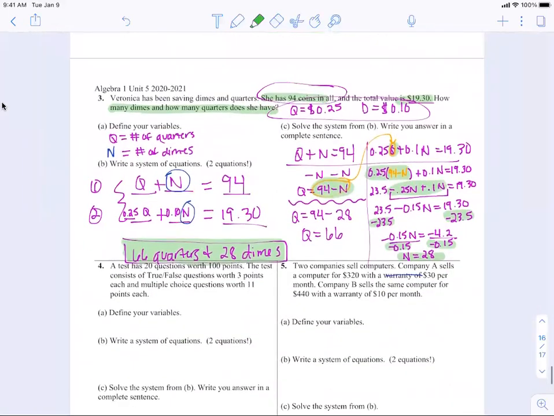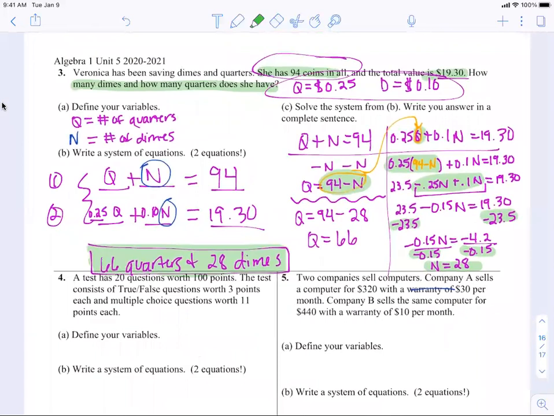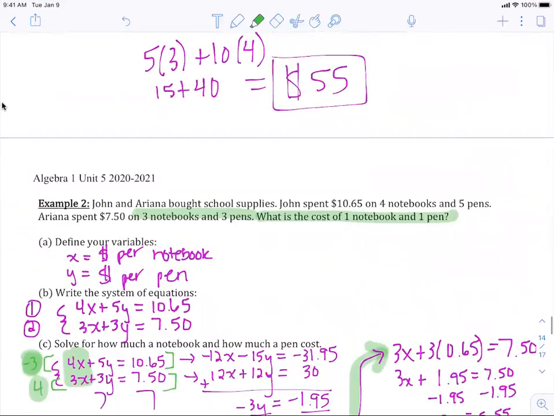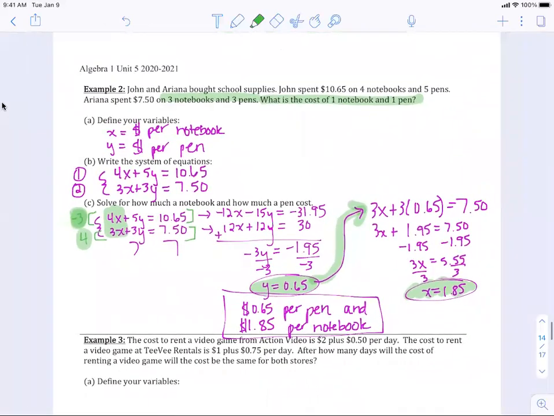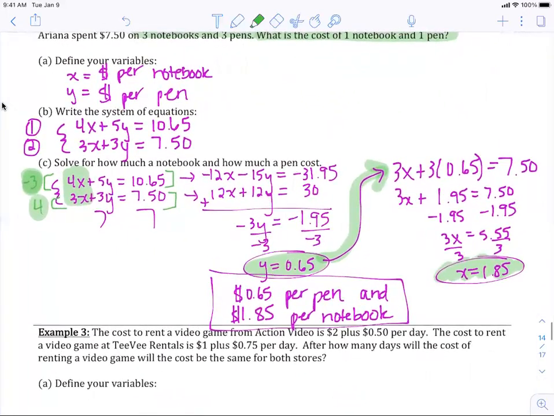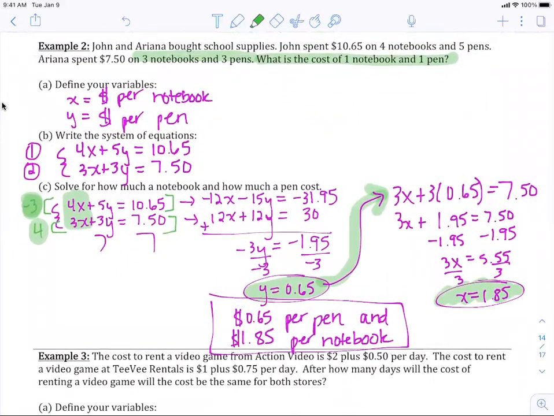So those are really the two main types of word problems. Either you have something like number 3, where you have two totals, and you're going to write an equation to represent each total, or it's going to be like the last one from the notes, where there are 2 people, and each total is going to represent what each person bought. There are a couple other different scenarios in here, but those are pretty much the two main types of word problems that we're going to be working with.